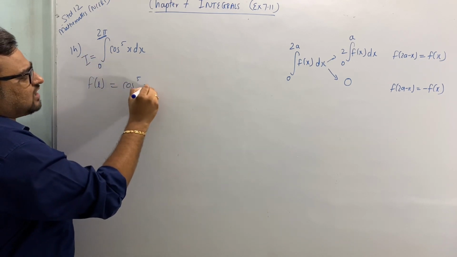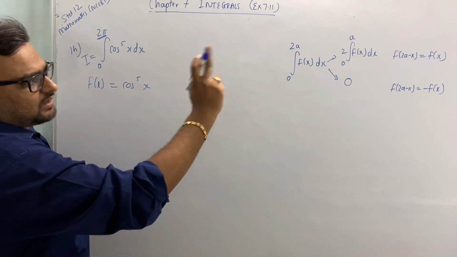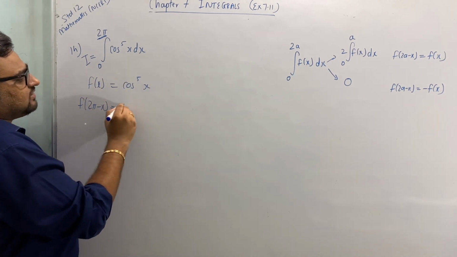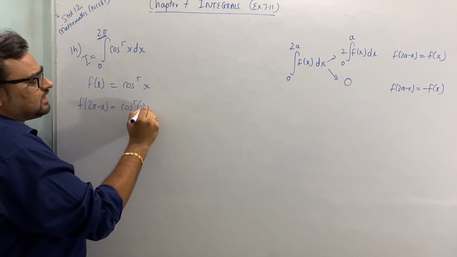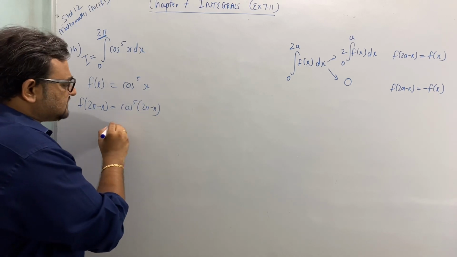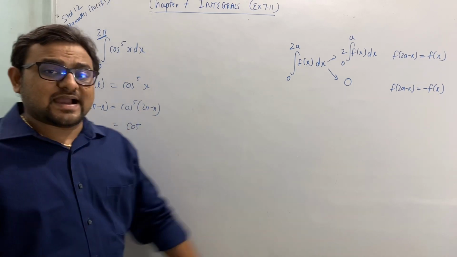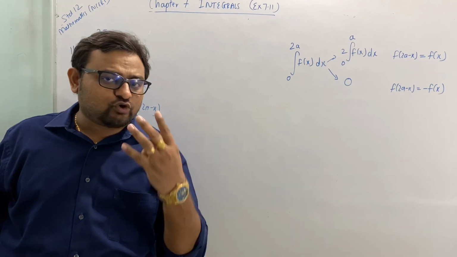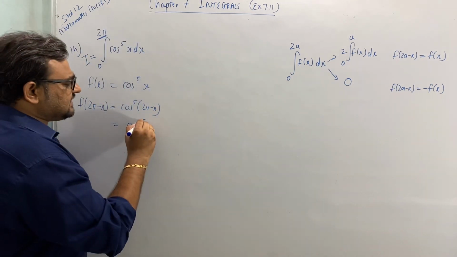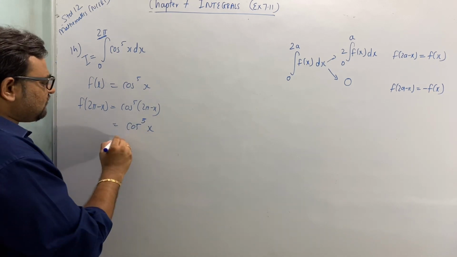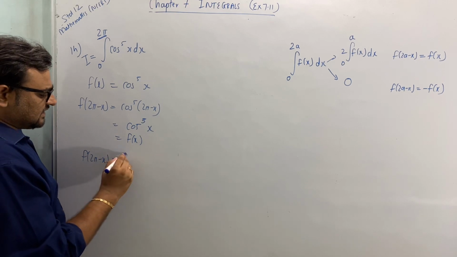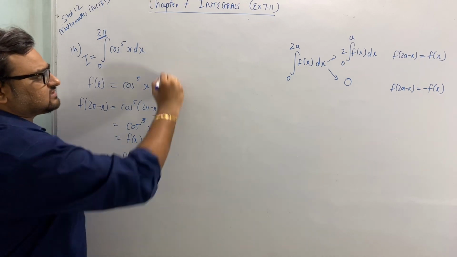Cos raised to phi x. 2a minus x means f of 2 pi minus x. Cos raised to phi 2 pi minus x. So 2 pi shift means it's cos. Minus 2 pi minus x is in the fourth quadrant. In the fourth quadrant it's positive, so it will remain as it is. So this is f of x. So f of 2 pi minus x is equal to f of x.